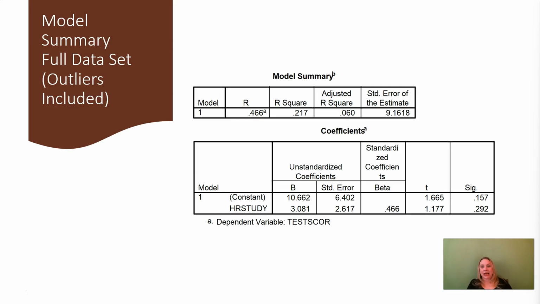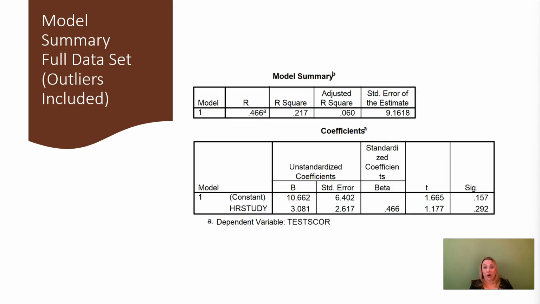So if we were to take this data set and run a regression analysis in SPSS, this is what part of your output would look like. And so here we see that the beta for hours studying is not statistically significant at the 0.05 level. What we see is that we have our beta of hours studying as 3.081 divided by my standard error of 2.617 gives me a t-value of 1.177 with a p-value of 0.292. So that's greater than our 0.05 level, which is pretty standard for statistical significance. So we see that that's not statistically significant.